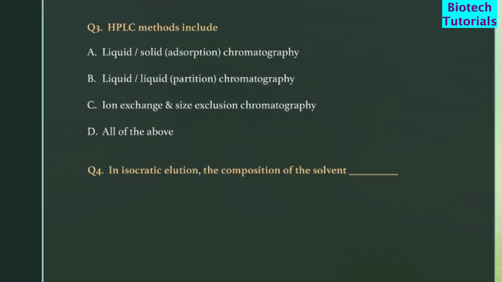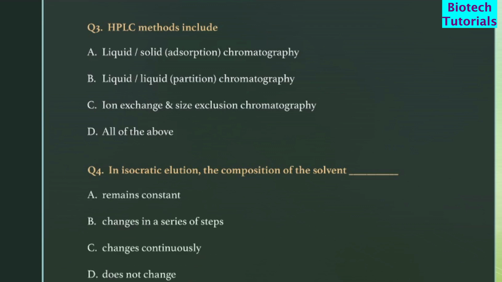Question 4. In isocratic elution, the composition of the solvent: remains constant, changes in a series of steps, changes continuously, or does not change.